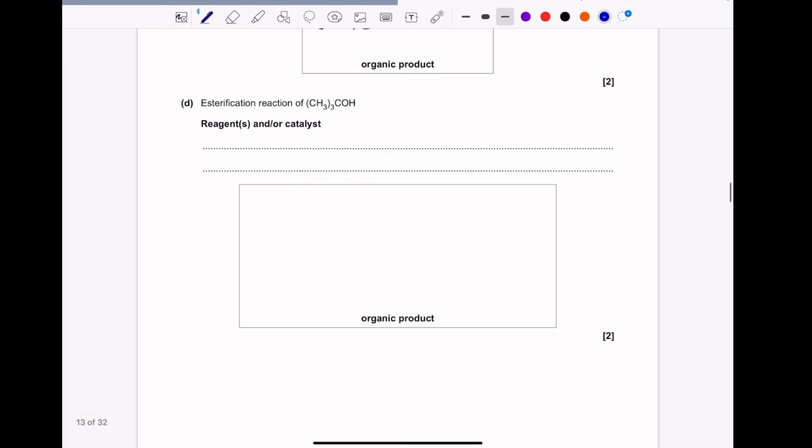Lastly is esterification. We have the alcohol, all we need is a carboxylic acid, so ethanoic acid could work, and an acid catalyst, so once again, sulfuric acid. And that compound would look something like this.